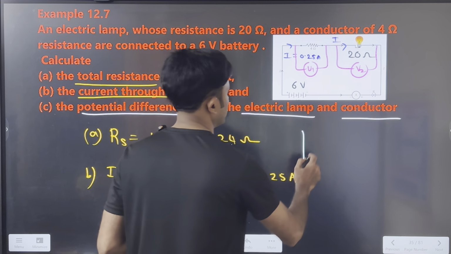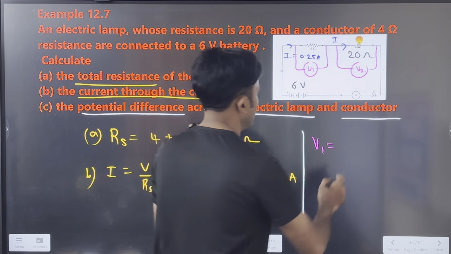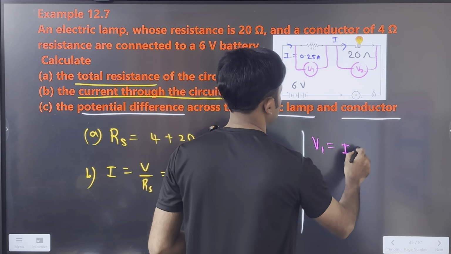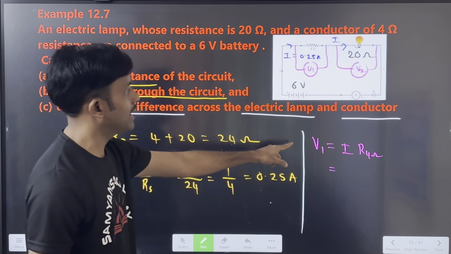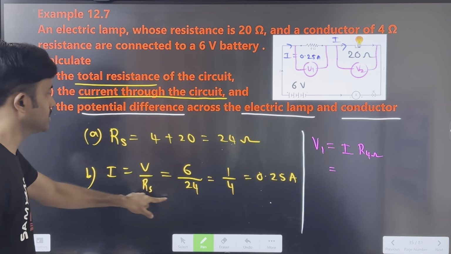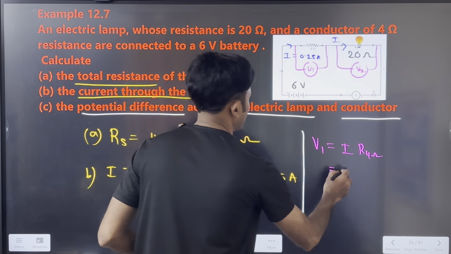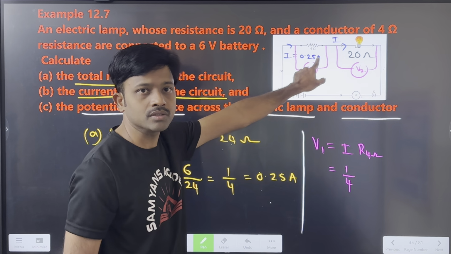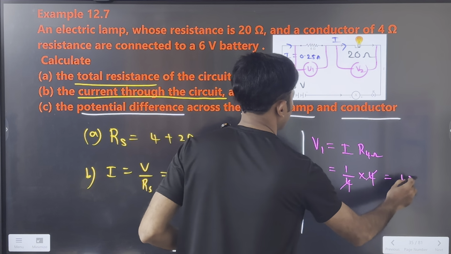Now you see how do you find this? V1 equals current into resistance. How much current is flowing? Current I is flowing through the 4 ohm resistor. The resistor value is 4 ohm. So V1 equals current into resistance value. The current value is 0.25. Can I write it as 1 by 4? Yes or no? The current value is 1 by 4. What is the resistance value? 4. 1 by 4 into 4 is how much? The 4 cancels, which is equal to 1 volt.